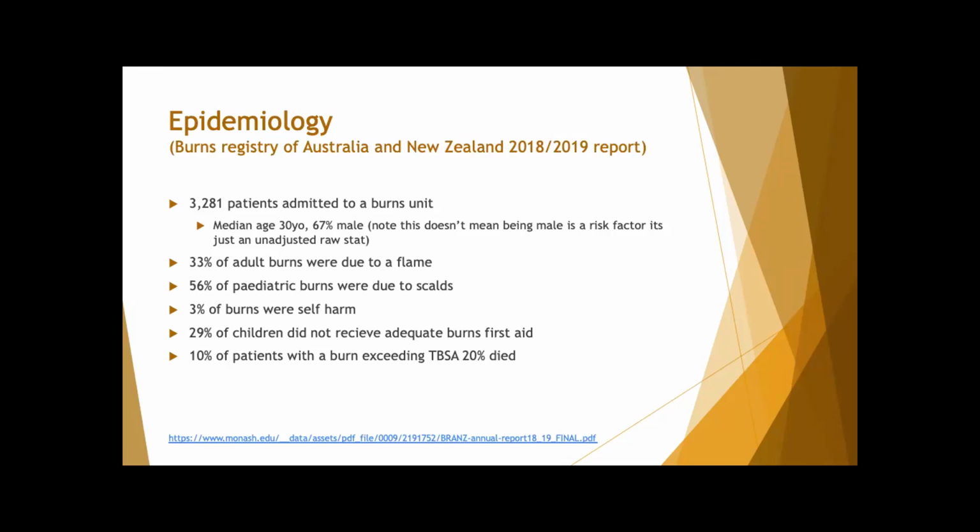33% of adult burns were due to flame, 56% of pediatric burns were due to scalds, 3% of burns were self-harm. 29% of children did not receive adequate burns first aid, which I found quite interesting. And 10% of patients with a burn exceeding a total body surface area of 20% died. So it is quite significant.